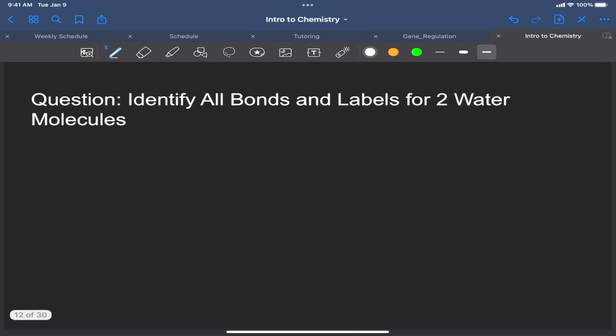Okay, so I have a question for you guys. I want you to identify all bonds and labels for two water molecules. So what you'll have to do is draw them and label all the bonds between those two, or within two water molecules. Go ahead and pause the video. I'm going to go ahead and give you guys the answers, assuming you guys have paused the video and done this. So we're going to draw two water molecules.